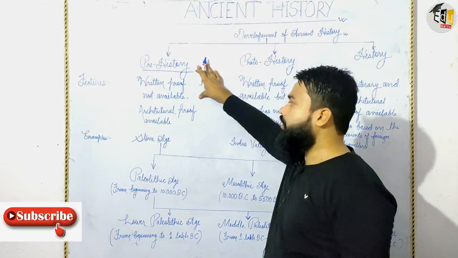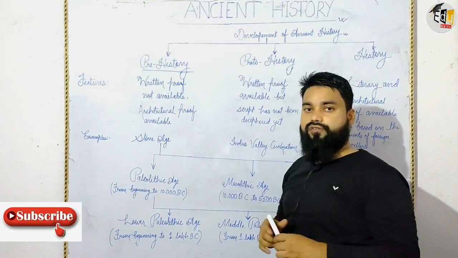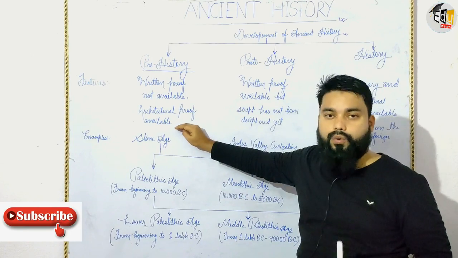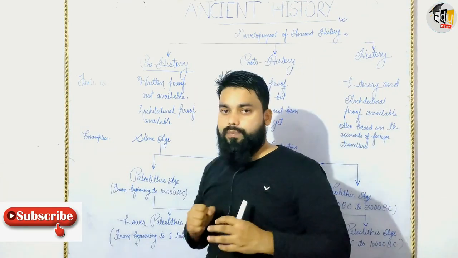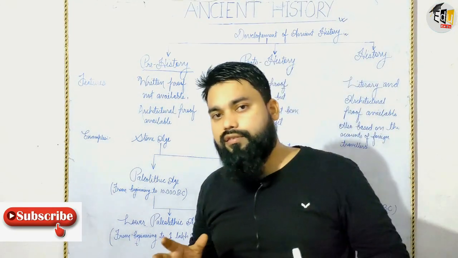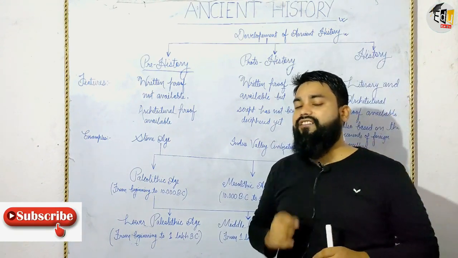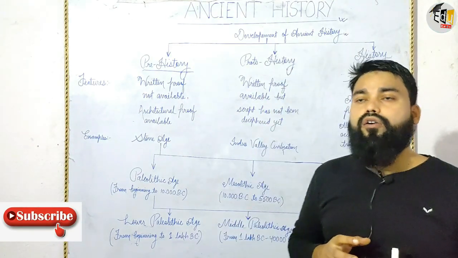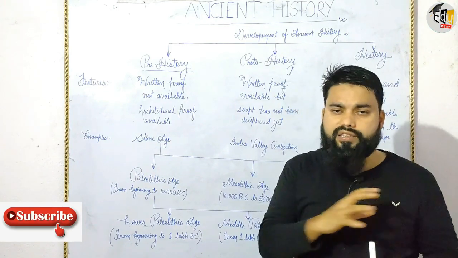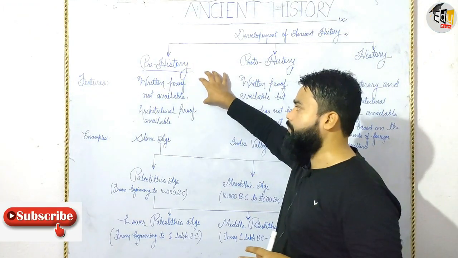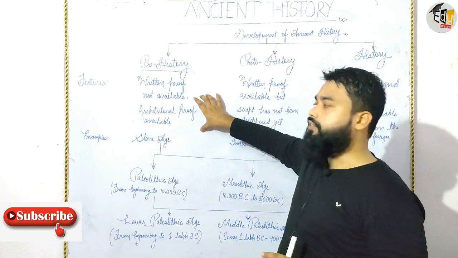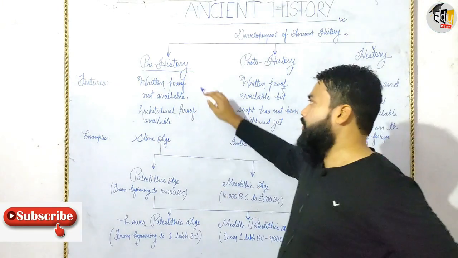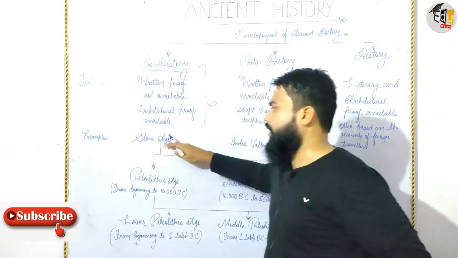In the prehistorical period we have two features. The very first feature is that it has no written proof, but its architectural proof is available. That means in the prehistorical period we find many things except written documents. We find burials, bones, graveyards, paintings, but we have not found any written documents of that period. That is why it has no written proof available, but it does have architectural proof available. A very nice example of this is the Stone Age.